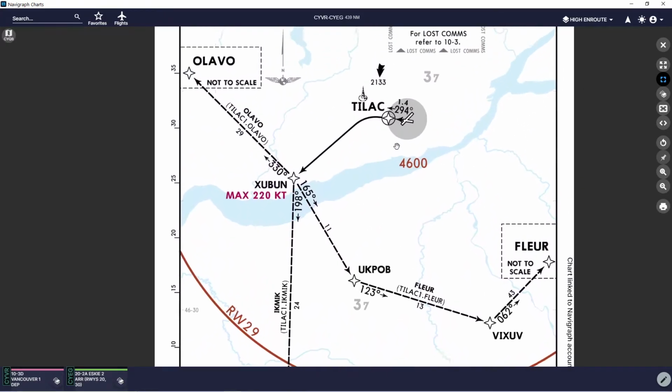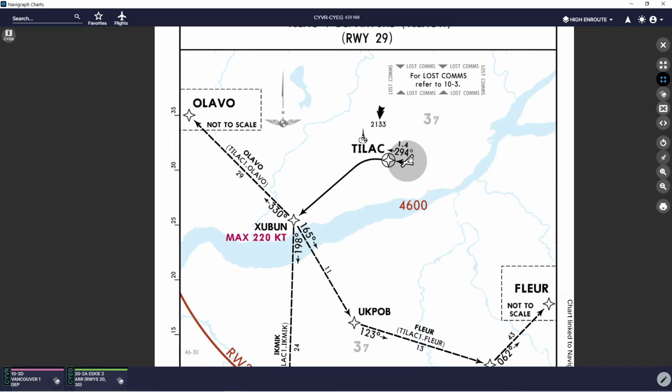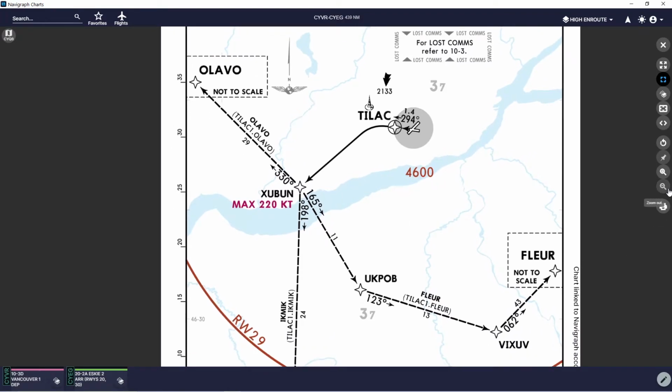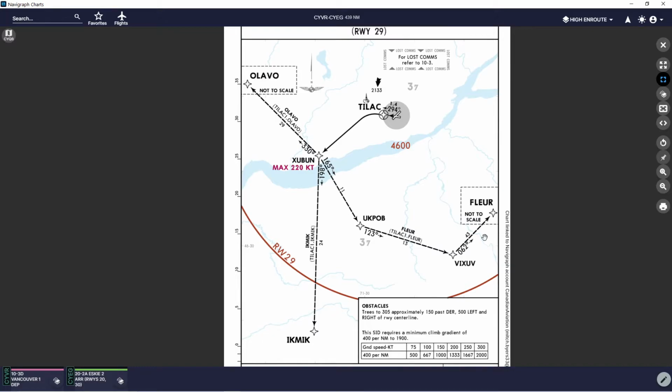So if we look at the diagram here, we're going to depart 294 and make that climbing turn to TLAC, and then make that left turn to Uxbun, max 220 knots. And then when we hit Uxbun, boom, right turn direct to Olavo. And there you go. ATC at this point hasn't given you any vectors, any instructions.